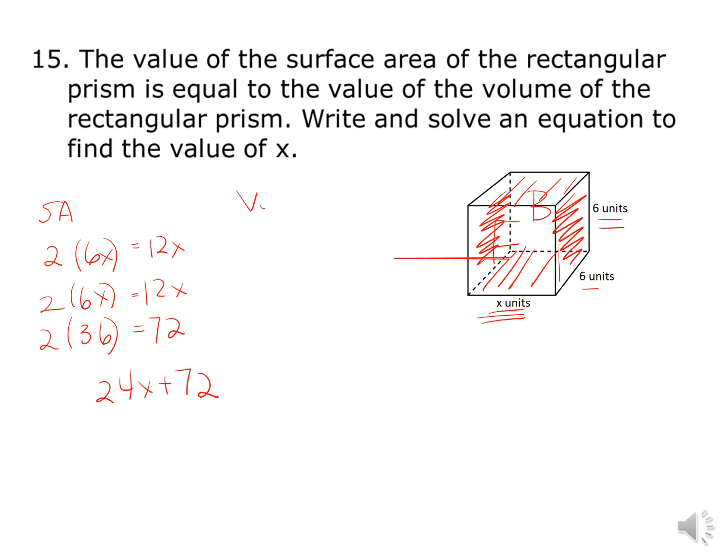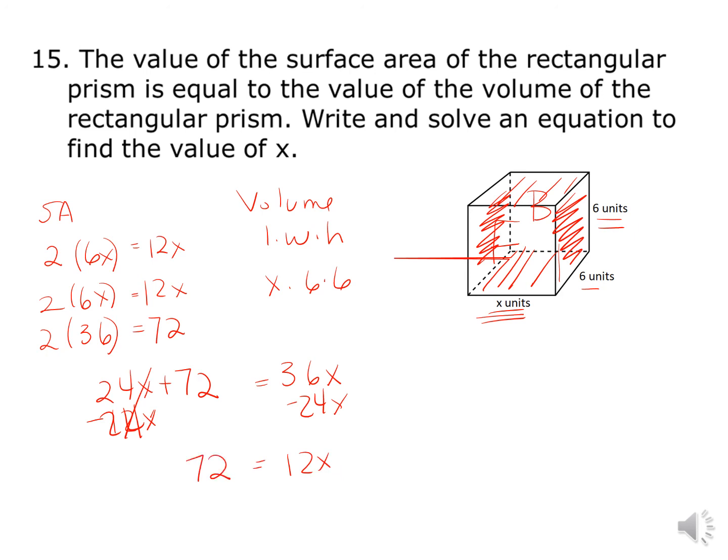Now I know my volume is length times width times height. My length is x times my width times my height is 36x. So if they told me already that the surface area is equal to the volume, so I need to find that missing side. So I'm going to subtract 24x from both sides. That's going to give me 12x equals 72, so I get x equals 6.